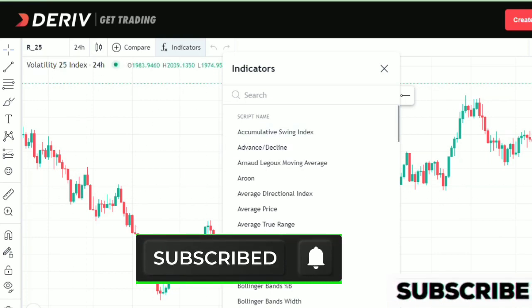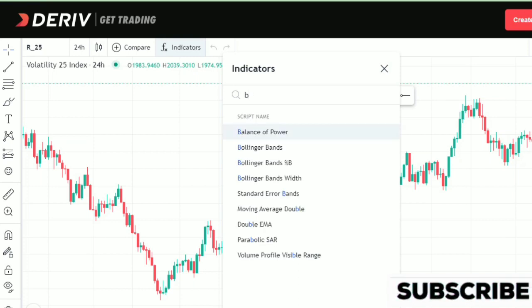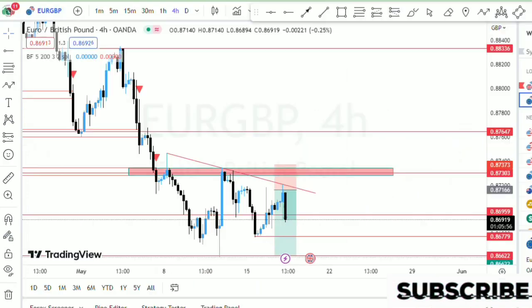So the call it like breakout. Come on, it's not there. That's just a bad thing, guys. So the indicator is actually not here for volatility index traders. It's mainly for currency pair traders.